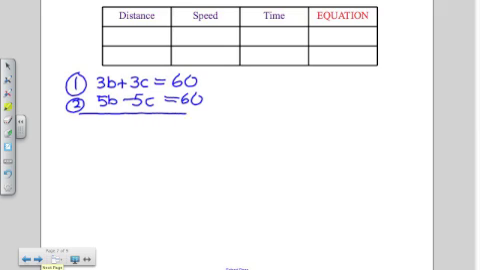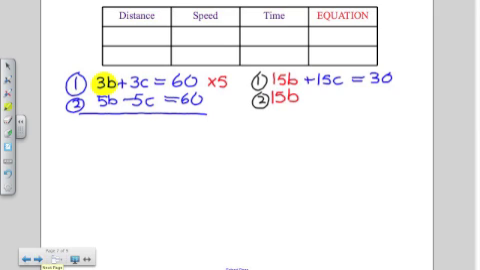Now if we're going to eliminate, we need to have the same variables. So I'm going to try to eliminate my b variables to try to get 15b and 15b. One of them is equation number 1, and one of them is equation number 2. However, to make that happen, if I look at my 3b, that has to be multiplied by 5 in order to get 15b. So that means the whole equation has to be multiplied by 5. So 3b times 5 is 15b, 3c times 5 is 15c, and 60 times 5 is 300.